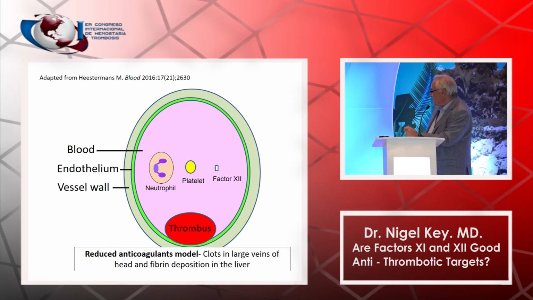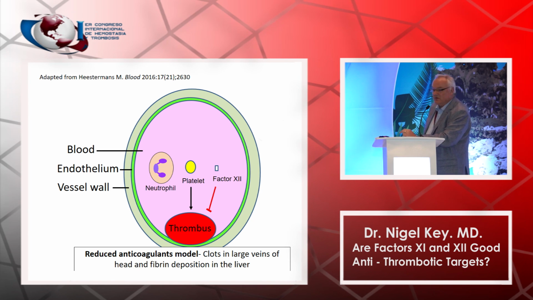And these tend to be in intracranial large veins and fibrin deposition in the liver. So to cut a long story short, and going through the same drill in these animals by individually looking at platelets, neutrophils, and factor 12, they show the platelets were important.